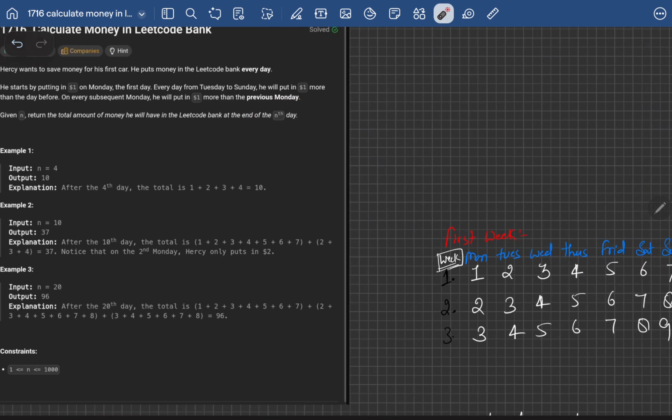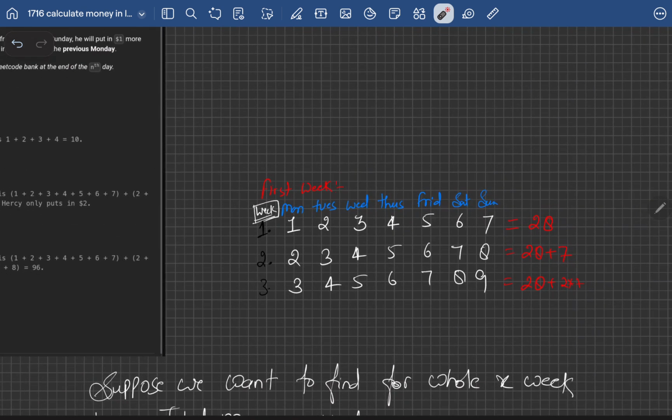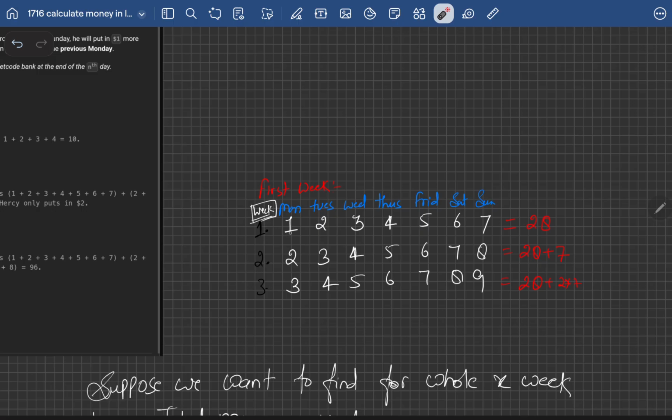Okay, so it will go like this in the first week. In the first week, Hersey will invest 1 rupee, then 2 rupees on Tuesday, Wednesday 3 rupees, 4 rupees, until Sunday 7 rupees. And in the next week, starting from the Monday, because he invested 1 rupee in the previous week, now he will invest 2 rupees. Okay, and so in the first week the total will add up to 28.